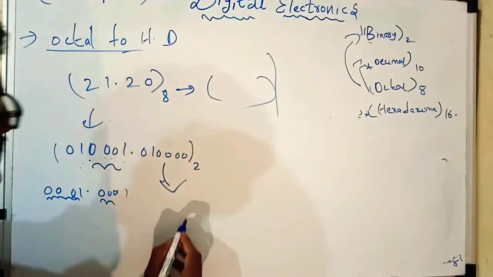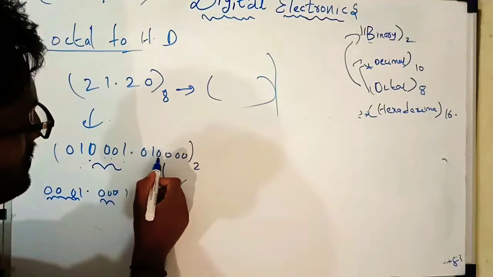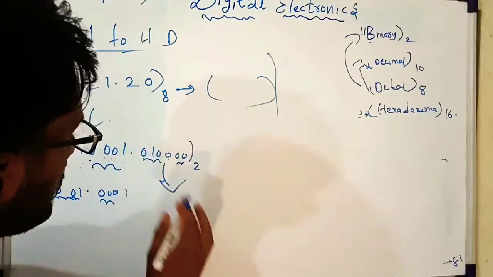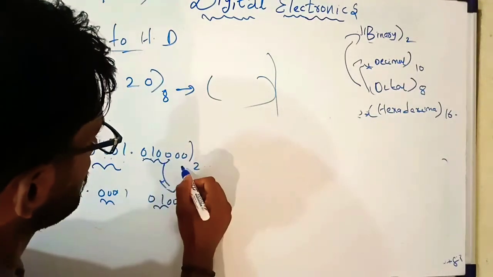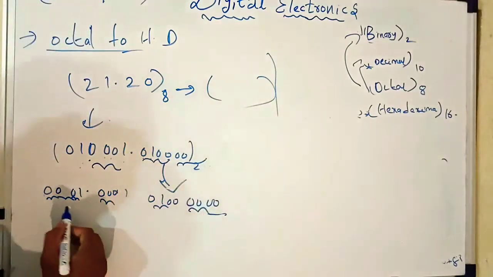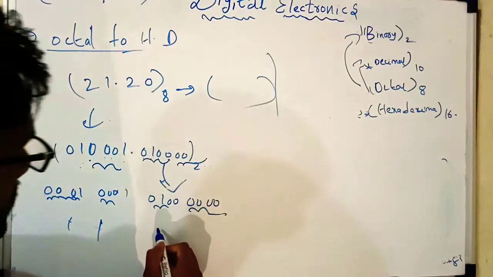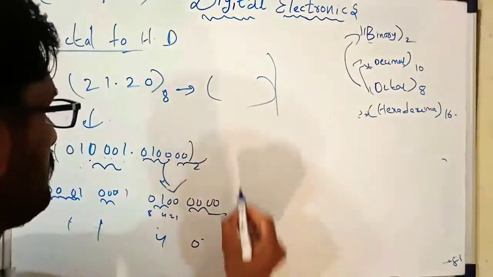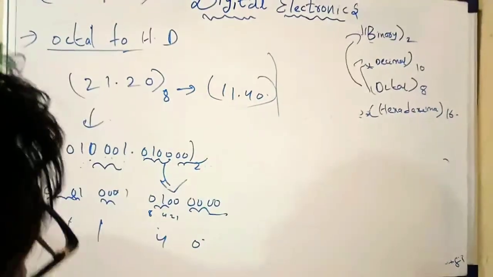And for the fractional value we will travel from left side to right side. 0 1 0 0 is 4 bits. Here we need 4 bits. After this 0 there are no bits, so add zeros. 0 1 0 0 is 4 bits. After this add 2 zeros. This value is 1, this value is 8 4 2 1. This value is 4. This value is 0. This is 11.40 in hexadecimal.